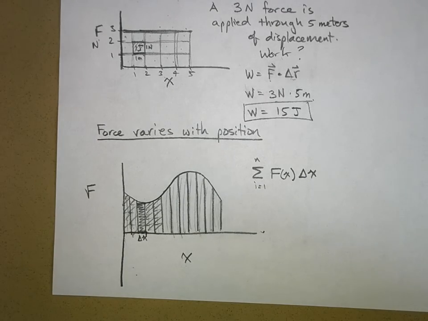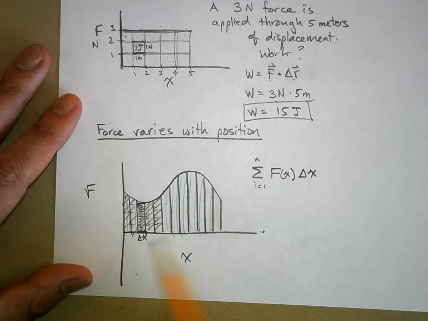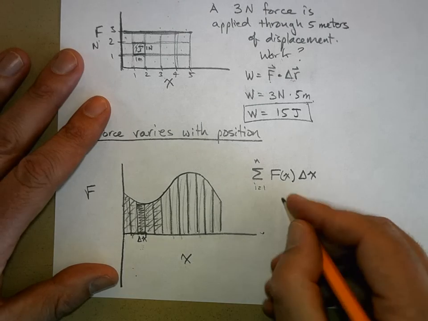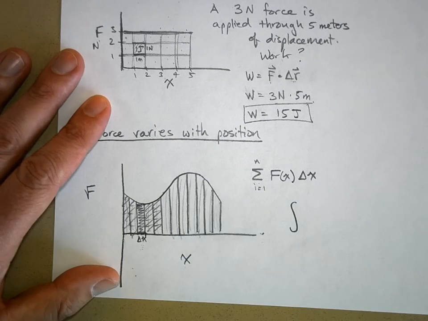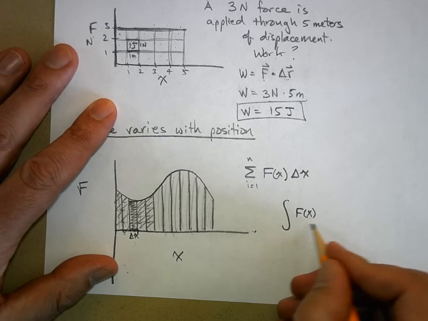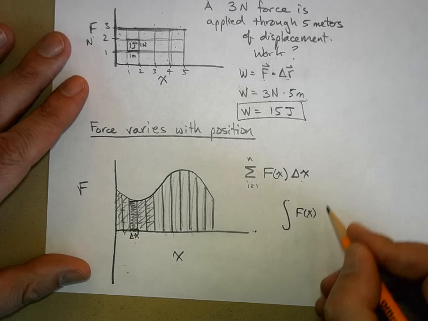Now, of course, what we do in integral calculus is we make delta x shrink to 0. And so this summation becomes an integral summation of the force. And the force has to be a function of x in order to integrate this with respect to x. And our delta x becomes a dx.